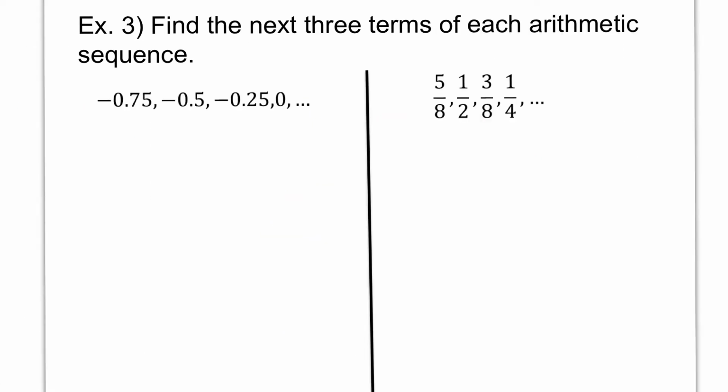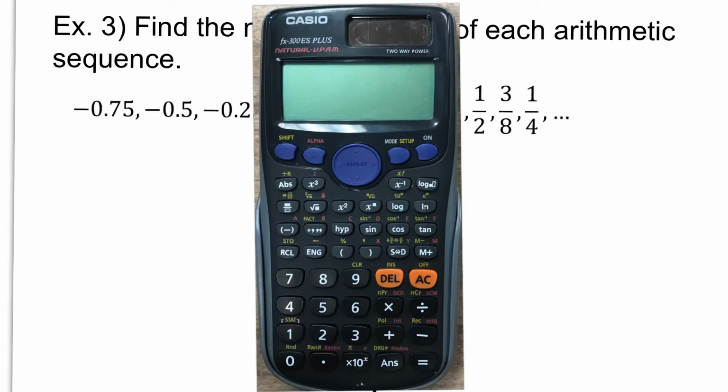All right, now this one is when you guys have decimals and fractions and are asked to find the next three terms of arithmetic sequences. Now, on this one, it's a lot easier if you use a calculator, a scientific calculator, and the one I use in my classroom is a scientific Casio calculator. So let me just show you guys the one I use in my classroom. And this is the one. So you guys notice that we do have just a regular scientific one.